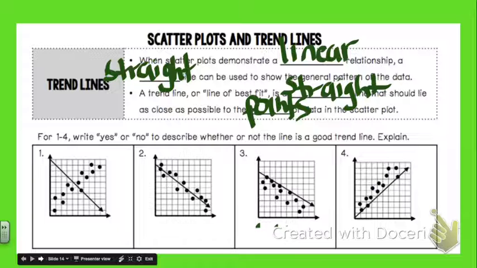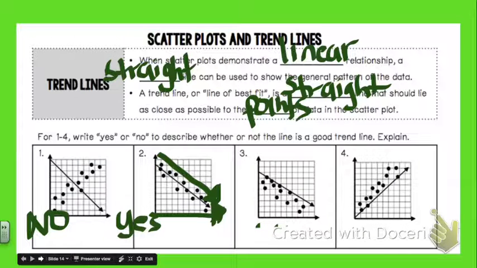So let's look at number 2. It looks like a negative association because, as you see, my x is increasing and my y is decreasing, so therefore this is going to be a negative association. I think I said positive, I'm sorry, but it is a negative association. And yes, this is a good trend line. It is a good trend line because, as you can see, this line fits through most of the data points. So the data points are close together and it fits the data points. So yes.